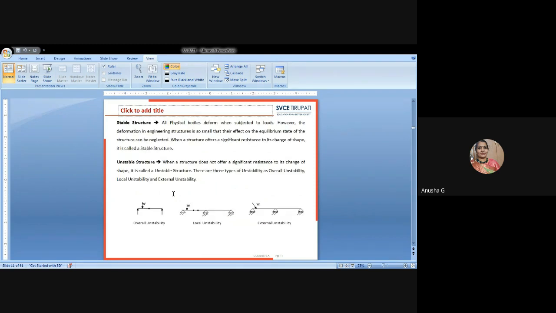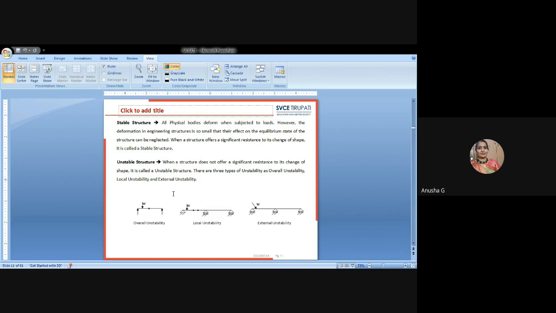Okay, now we'll see some diagrams. In this diagram, we can observe what is the stable condition and what is the unstable condition of a structure. Here we can observe that in a stable structure, all physical bodies will deform when subjected to load. That is, any body has some deformation.